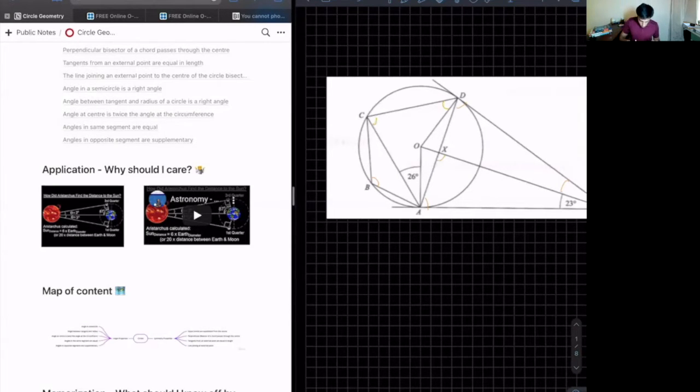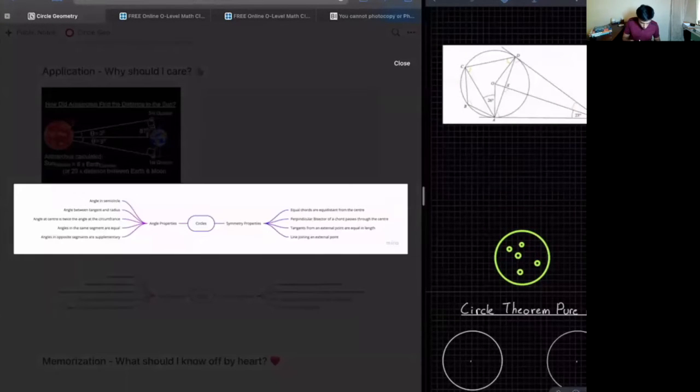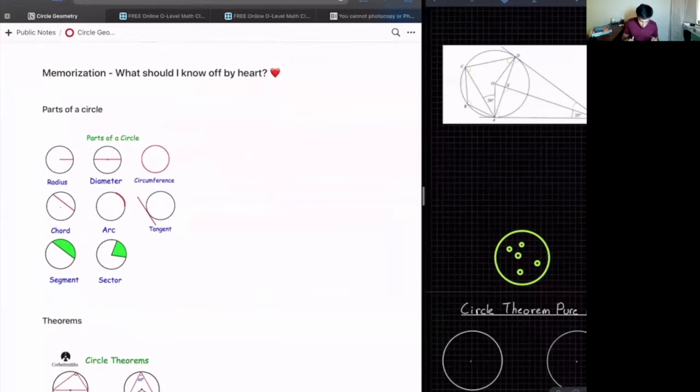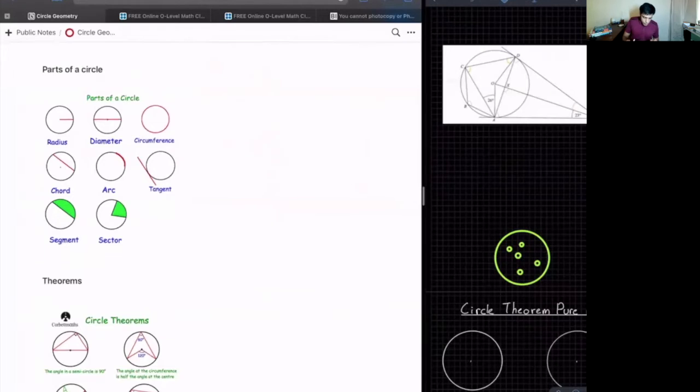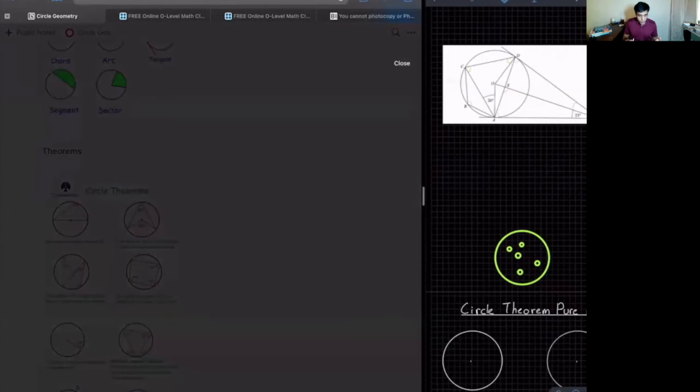So, all right, let's get started. On the docket today, we have these rules here. There are angle properties and symmetry properties on the left and right. So let's jump right into them and learn them. We have parts of circles that you should already know, and a summary of the circle theorems we'll be going over today.